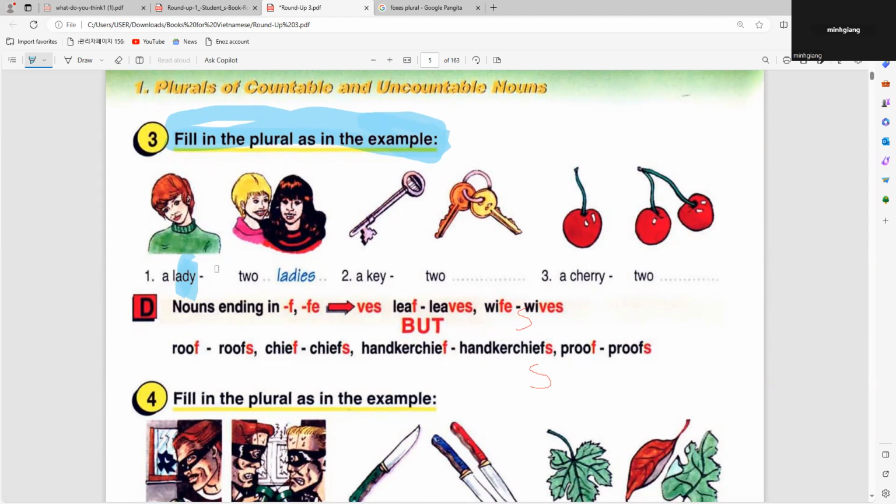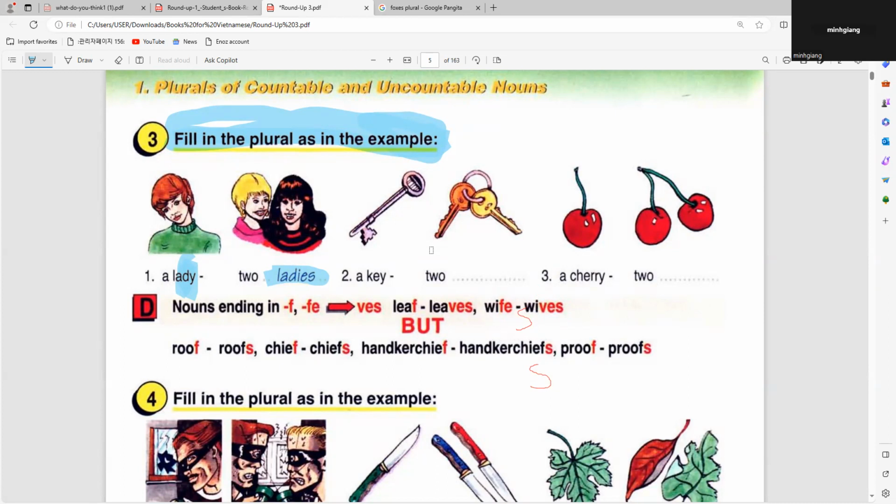What is your answer? Look at this one, ladies. You will add S to ladies, or you will change Y into I, or you will add S? Change Y into I. Oh, ladies. So I think you still have a question.